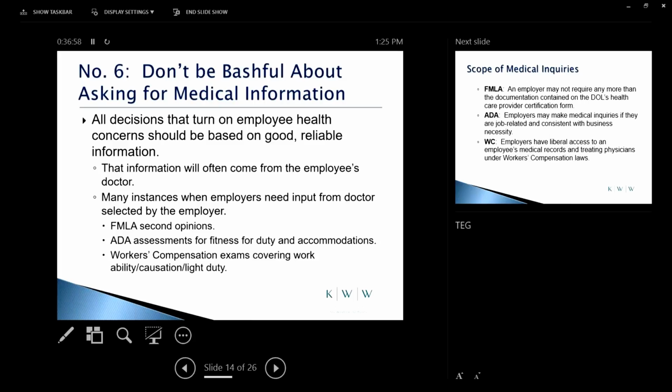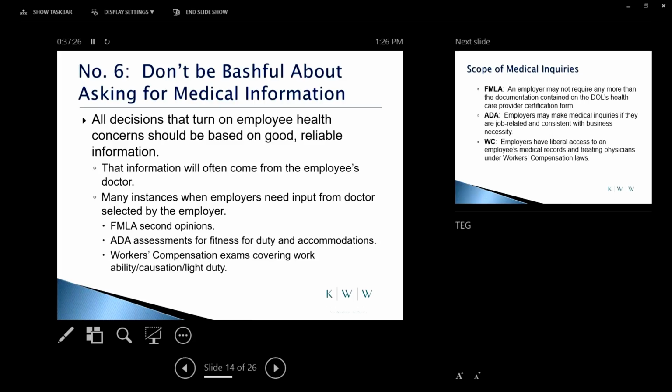So getting information from the employee's doctor is the starting point, and that is certainly where you need to start with FMLA. But under the FMLA, you also have the right to a second opinion by a doctor chosen by the company. It simply needs to be a doctor other than one you normally employ for other employment purposes, such as for your pre-hire medical exams, if you do those.